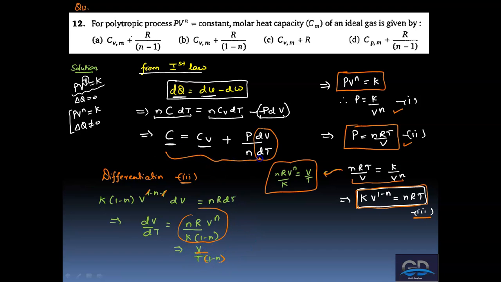So now if we put the value for C, it will be equal to Cv plus P by n times dV by dT, which we know as V upon T times (1 minus n), right? So this PV upon nT is nothing but equal to R. Therefore for this question we can say molar heat capacity would be Cv plus R upon (1 minus n), right? So for question number 12 we can see that it is equal to option number B. Hence for this question option number B is correct.